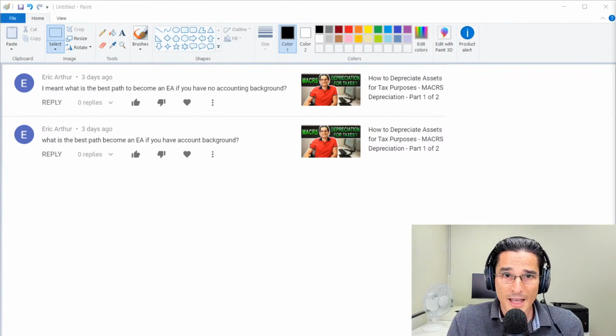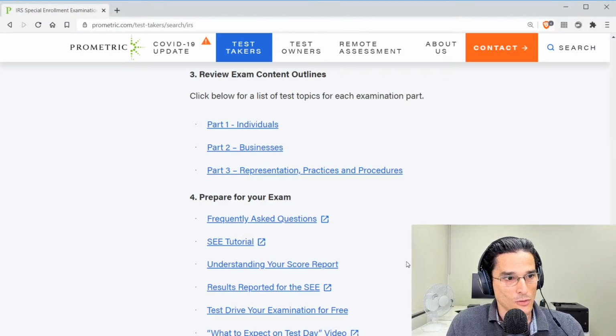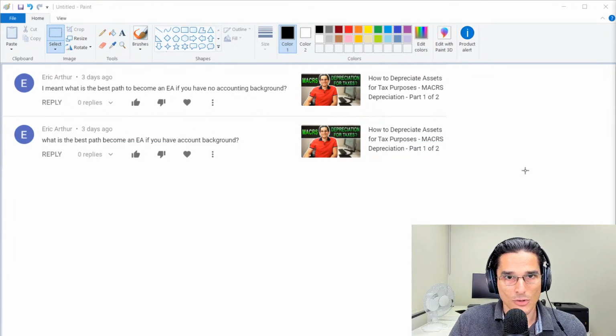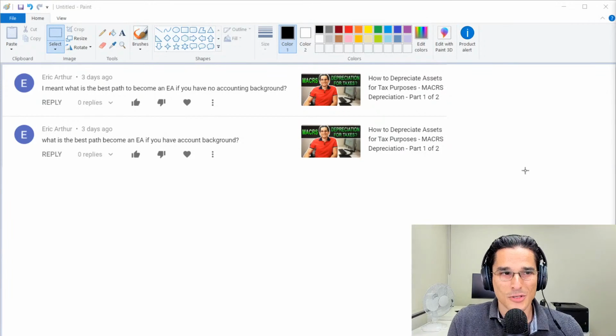So the EA credential is one that you obtain after you take 3 separate exams known as the SEE, or Special Enrollment Exam. Once you get through it, essentially, you can call yourself an enrolled agent. You can hold yourself out as one, represent taxpayers before the IRS, all sorts of different benefits.